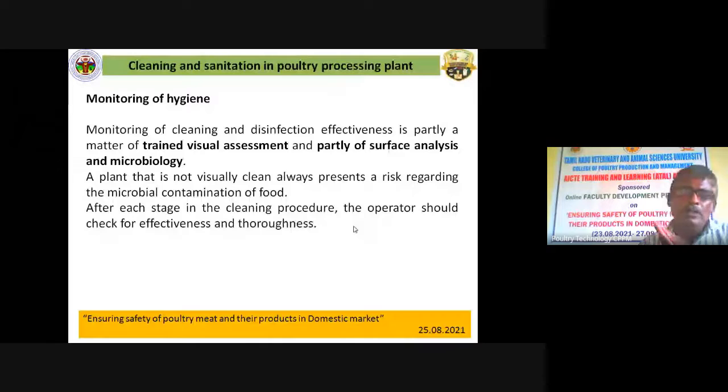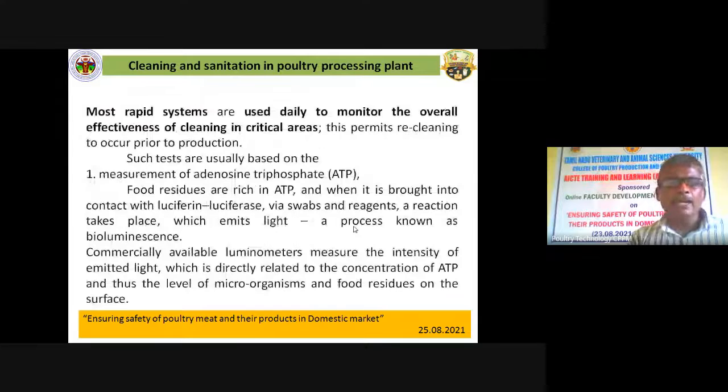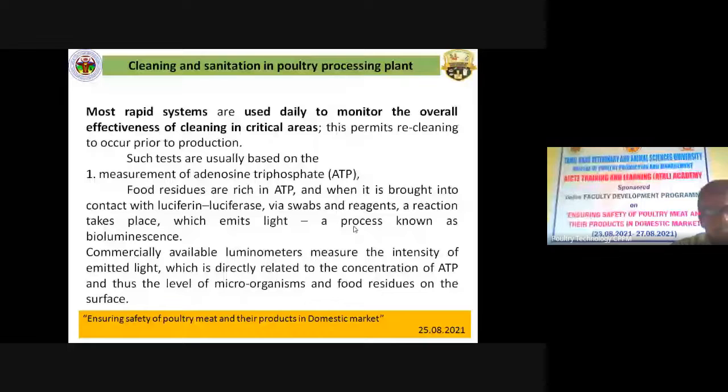So there are two ways in which we can monitor. Most rapid systems are available at present. They are used on a daily basis to monitor the overall effectiveness of cleaning and disinfection in critical areas. One such rapid method to monitor the effectiveness of cleaning and disinfection is measuring the adenosine triphosphate on food residues.